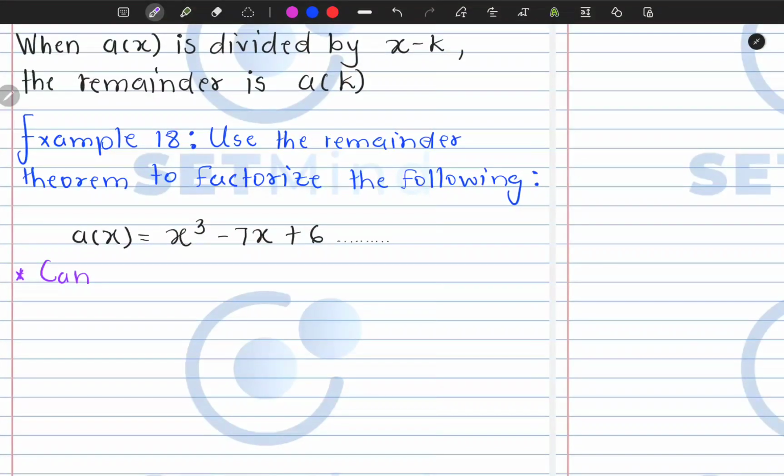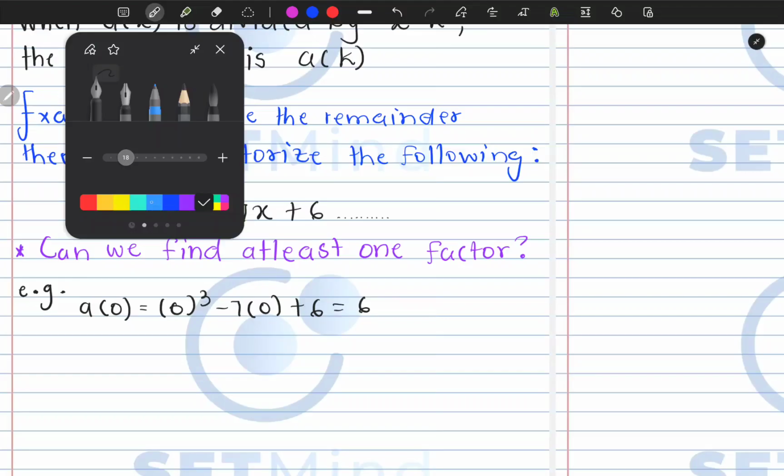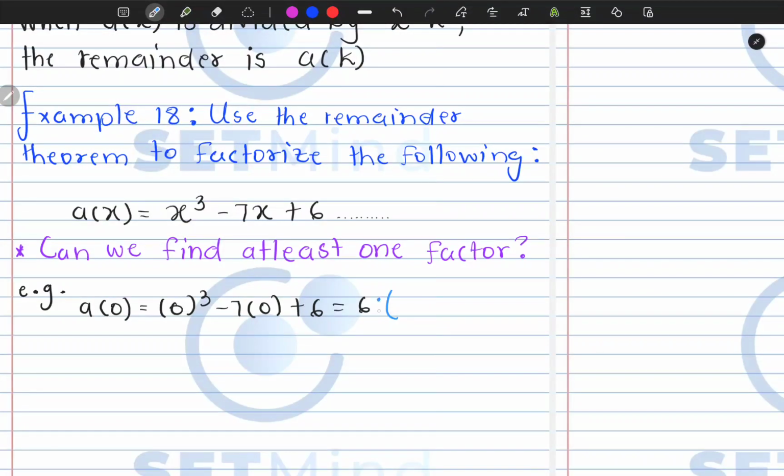So can we find at least one factor? That is the question which we should ask ourselves. Usually how this will work is we'll look for an x value, which when we put into our A of x, we get 0. As an example, let me try x is 0, which is obvious. It will not give you 0. So you'll have 0 cubed minus 7 and then plus 6, and you end up getting an answer, which is 6. This means that x minus 0 is not a factor.